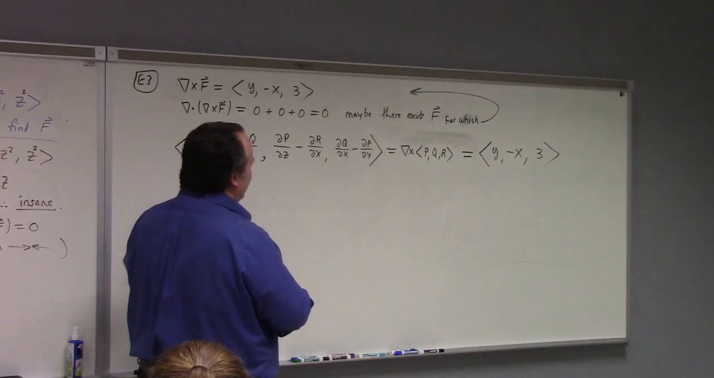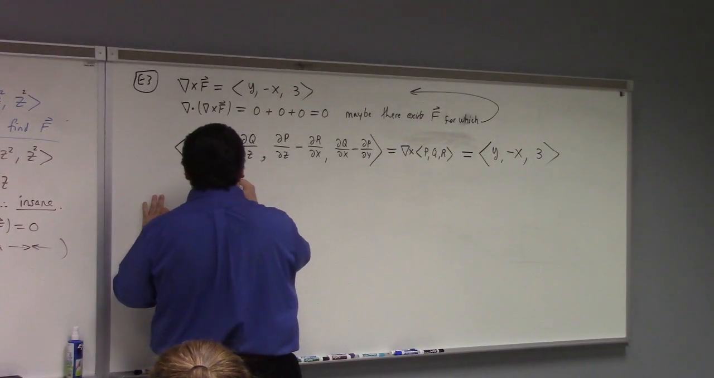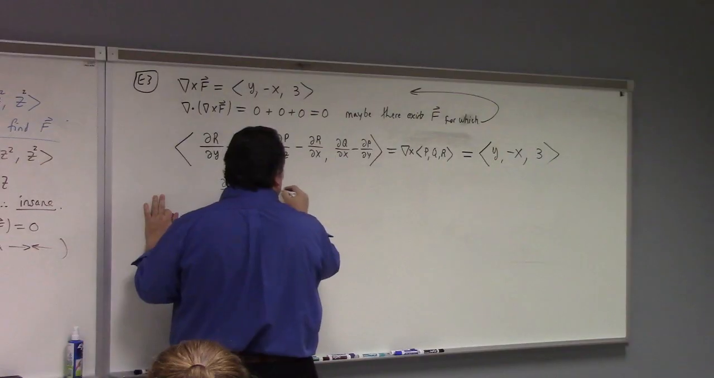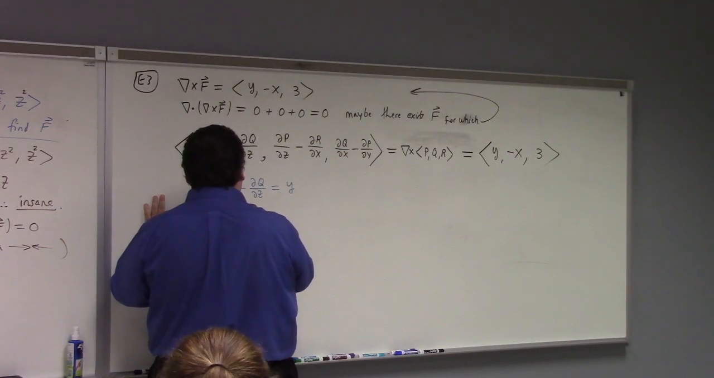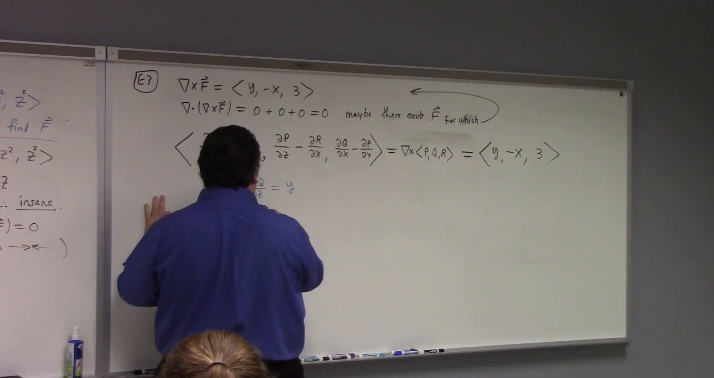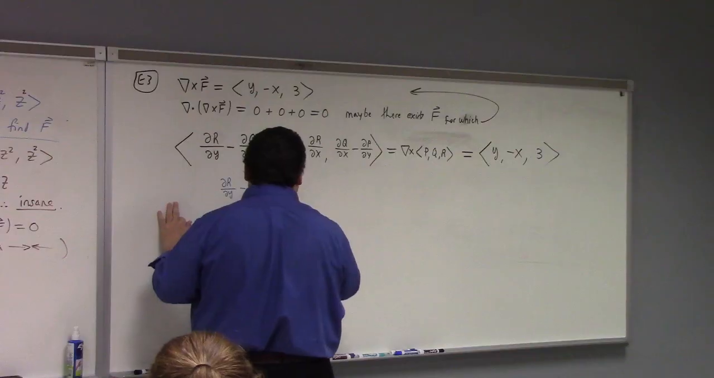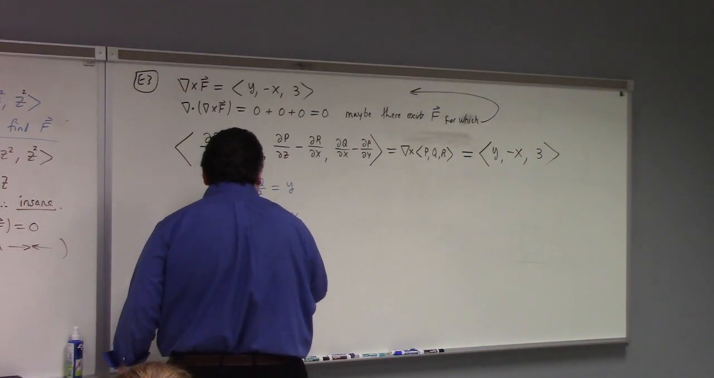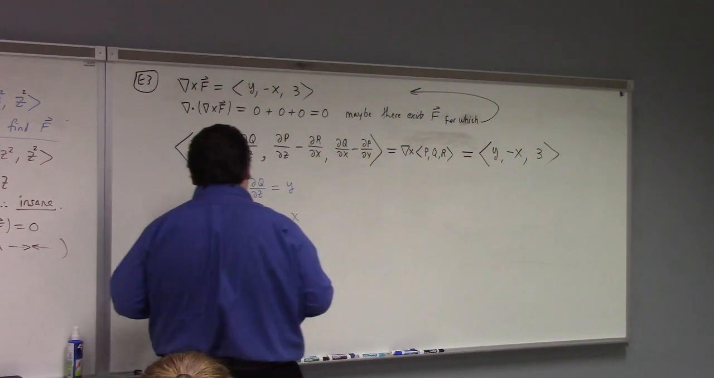So let's see here. What we have to do then is solve partial R, partial Y, minus partial Q, partial Z, equals Y, and we need to have partial P, partial Z, minus partial R, partial X, equals minus X. And last but not least, we need partial Q, partial X, minus partial P, partial Y, equal to 3.